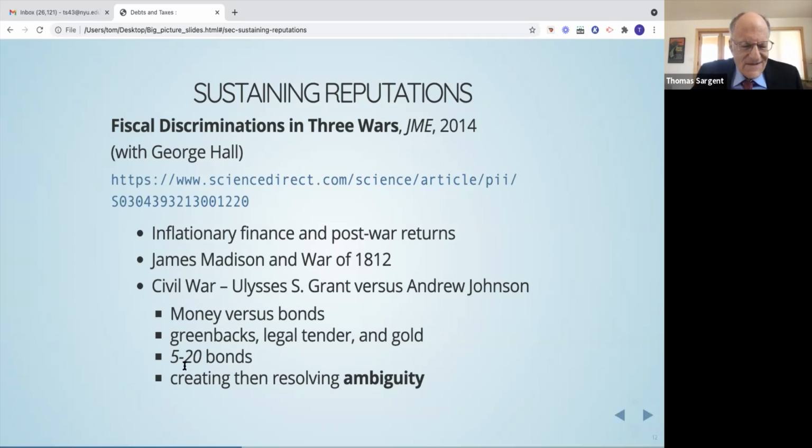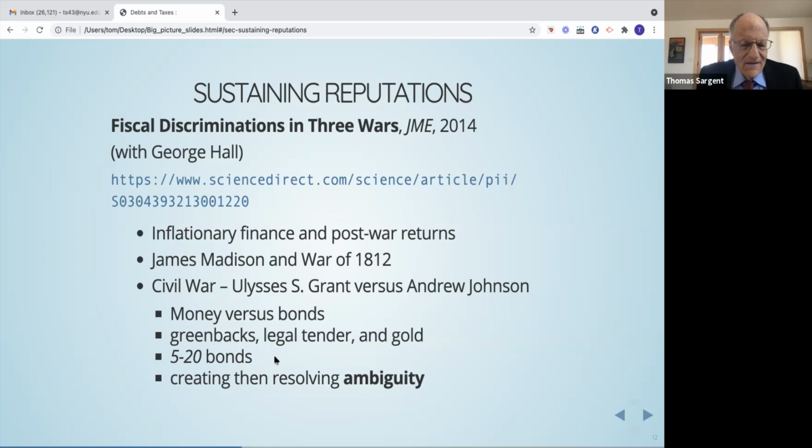And then finally, here's something that I love. It fascinates me. There are these classic things called 5-20 bonds, my favorite of all US bonds. Here's what happens. During the Civil War, the US goes off gold. It issues this currency called greenbacks. They're legal tender for all public and private debts, except tariff payments. Those have to be paid in gold. So there's a discrimination. At the same time, the government issues these 5-20 bonds.